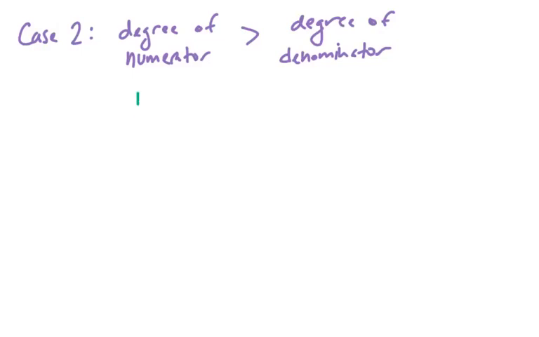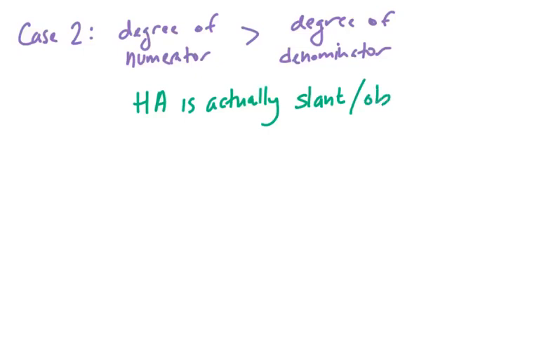In this case, the horizontal asymptote is actually not a straight horizontal line. It's actually what we call a slant or oblique asymptote. And I'll graph one of these so you guys can see they're kind of weird. But we still can find what the asymptote is.